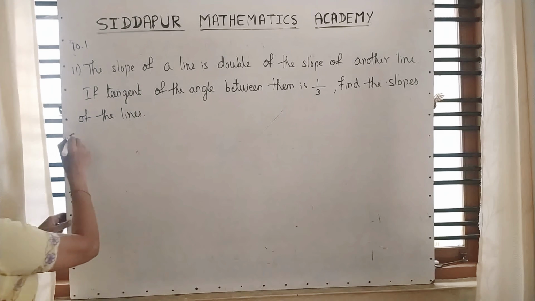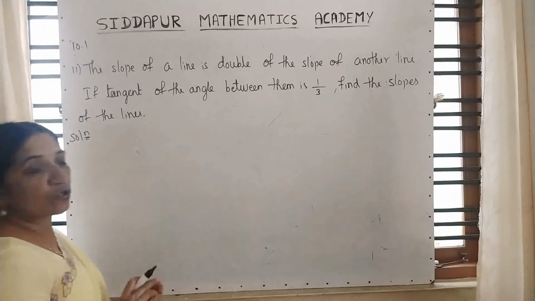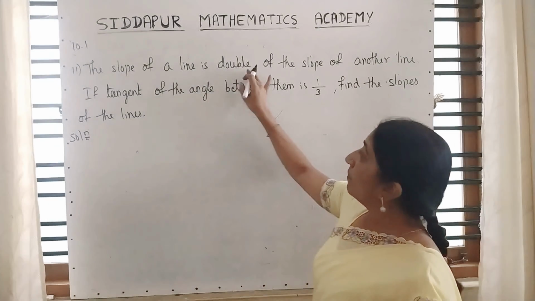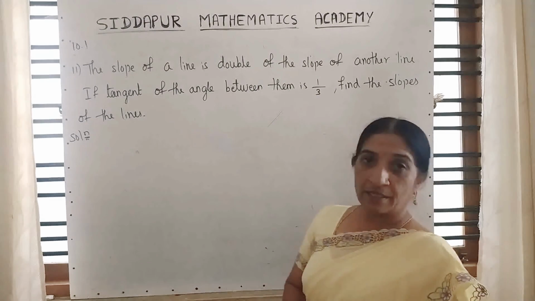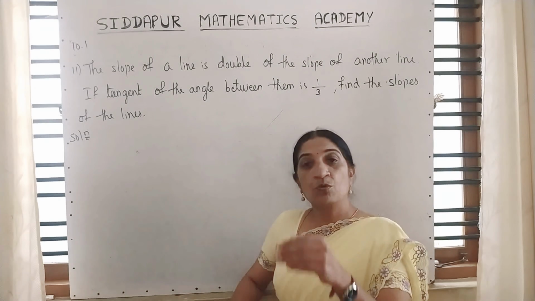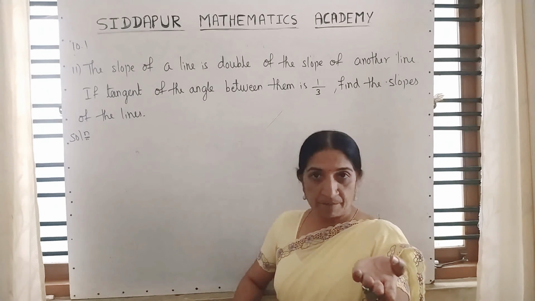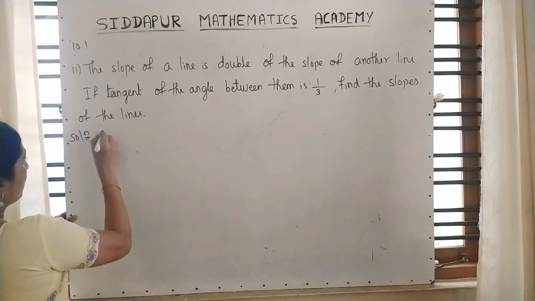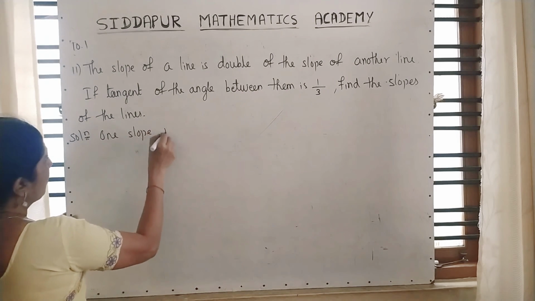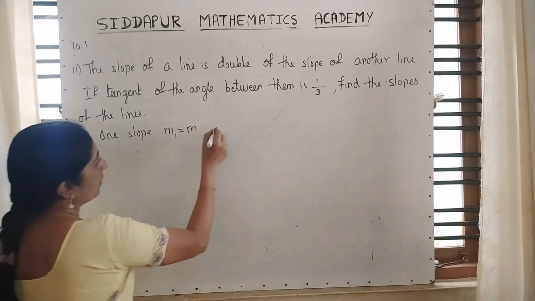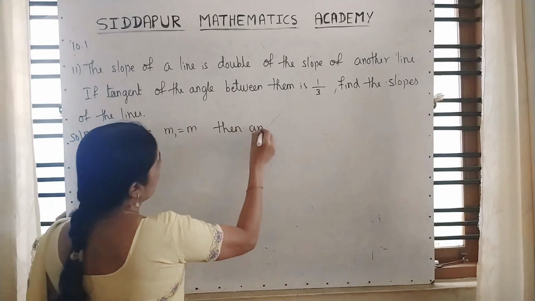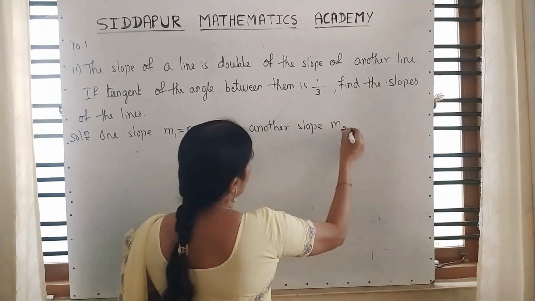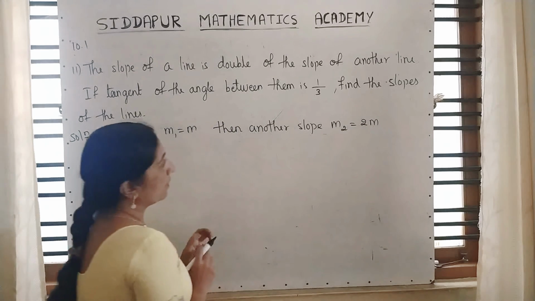Yes, I will explain. Read the question once, twice, thrice. The slope of a line is double the slope of another line. It means if one slope is 2, another slope is 4. It is double. Understood? Here we don't know the exact value. If you take one slope m1 as m, then the other slope m2 is 2m. It is double the first, correct?